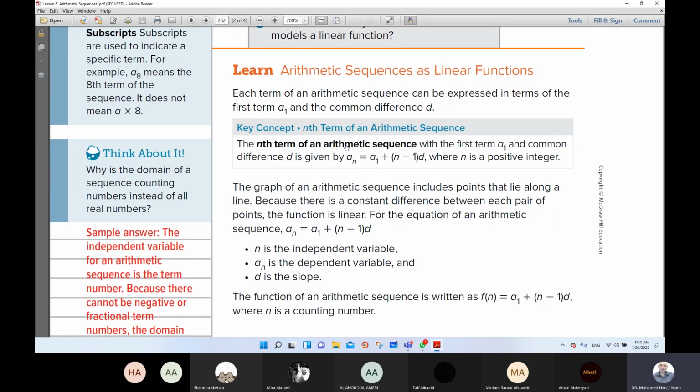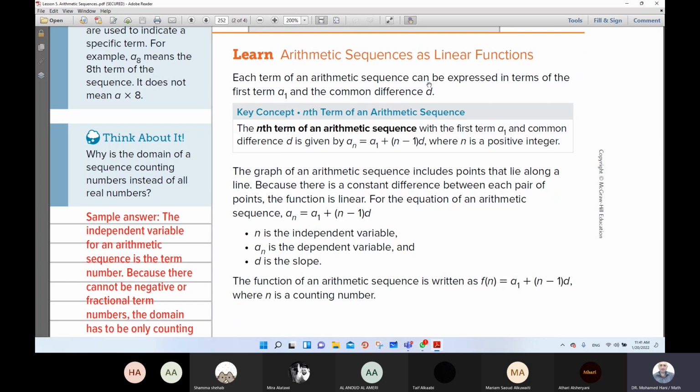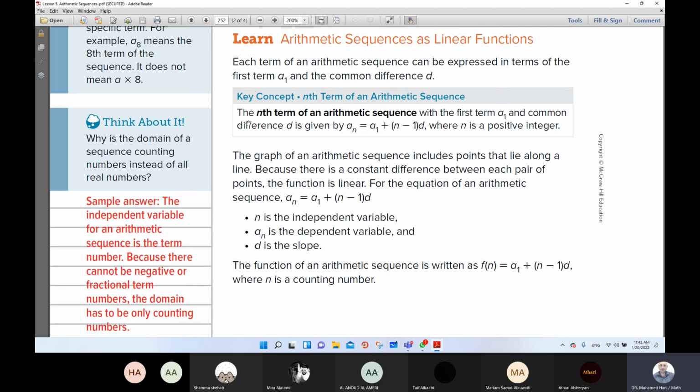The second idea: arithmetic sequence as a linear function. Each term of an arithmetic sequence can be expressed in terms of the first term a1 and the common difference d. So the nth term of an arithmetic sequence with first term a1 and common difference d is given by this rule: a_n, the nth term, equals a1, the first term, plus n minus 1, where n is the number of terms in the sequence, multiplied by d, the common difference.